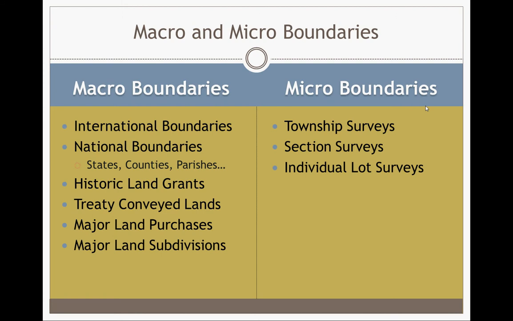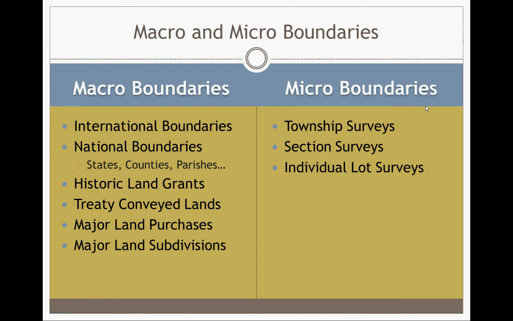Historical land grants, like if we have the Louisiana Purchase, that's a boundary that is a macro boundary. Treaty conveyed lands. In Mississippi, we have 6 different treaties that were created to seize land from the Indians. And so these treaty conveyed lands, the boundary between those is a macro boundary.